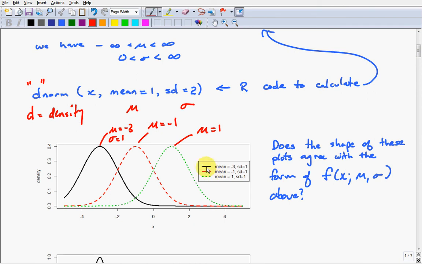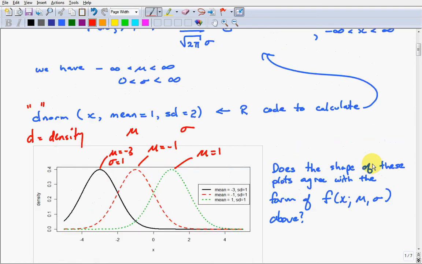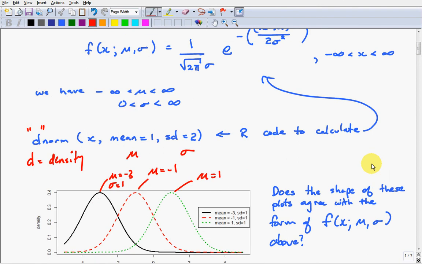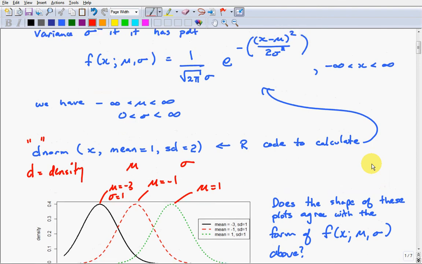In terms of the actual form of the probability density function, you'll notice it has a peak right at x equals mu, and then it tails off and comes very close to being equal to 0 as you get far enough away from mu. If you look at the shape of these plots and think about the form of the probability density function above, you'll see that that makes sense. When x equals mu, this term will be 0, and you'll have e to the minus 0, which is 1, and then you'd have a height of 1 over root 2 pi sigma.